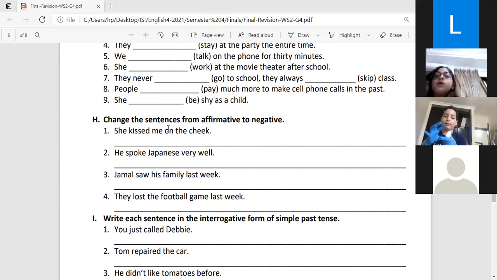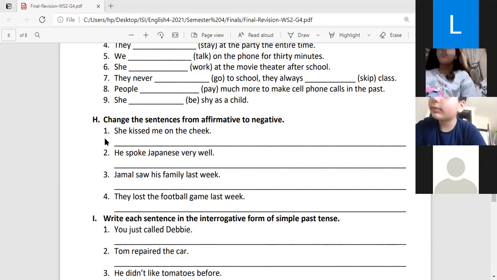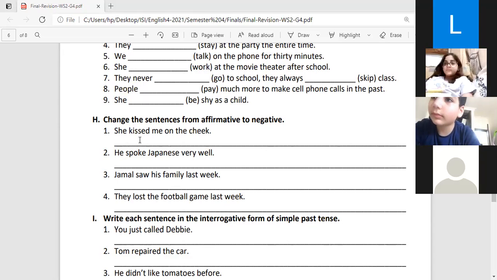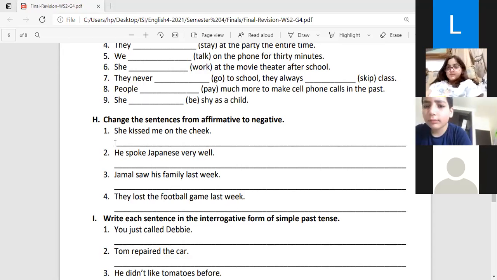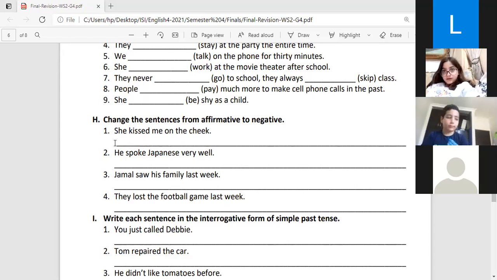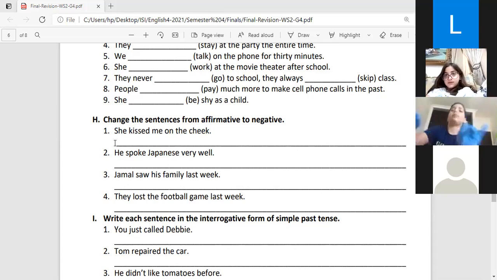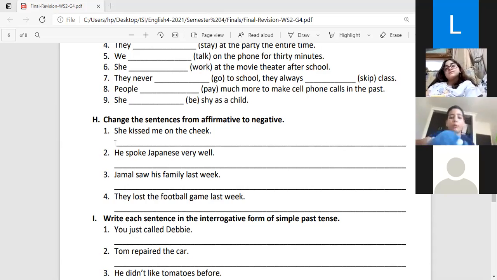Yalla. Let's change all the sentences from affirmative to negative. She kissed me on the cheek. Let's make it negative. One more minute. I know, ya Ali.